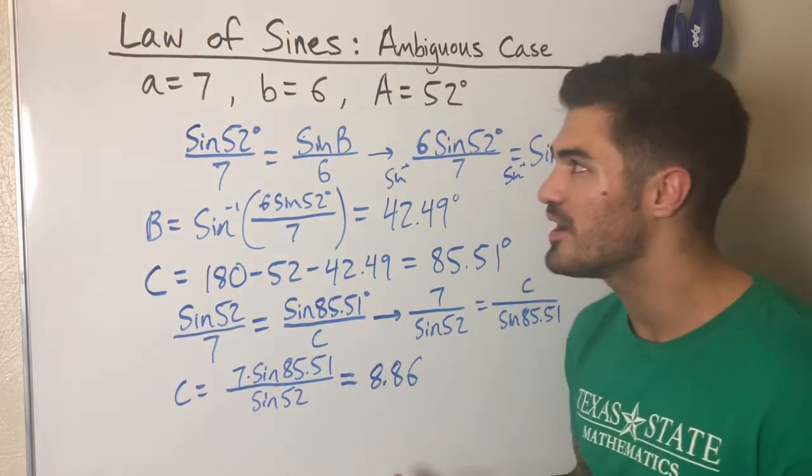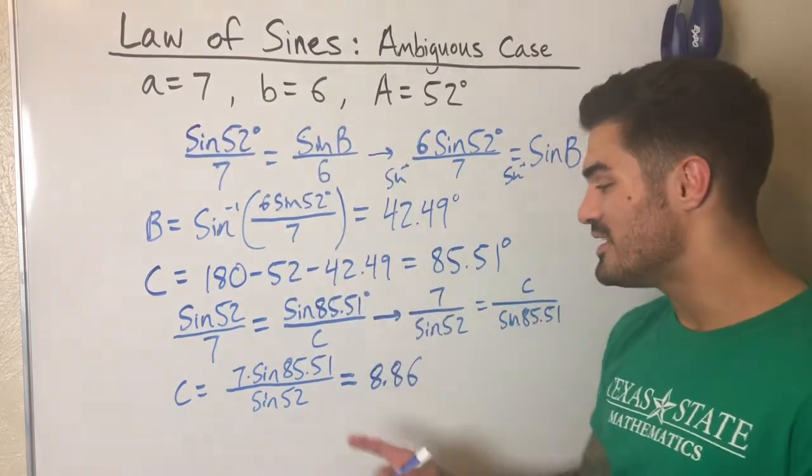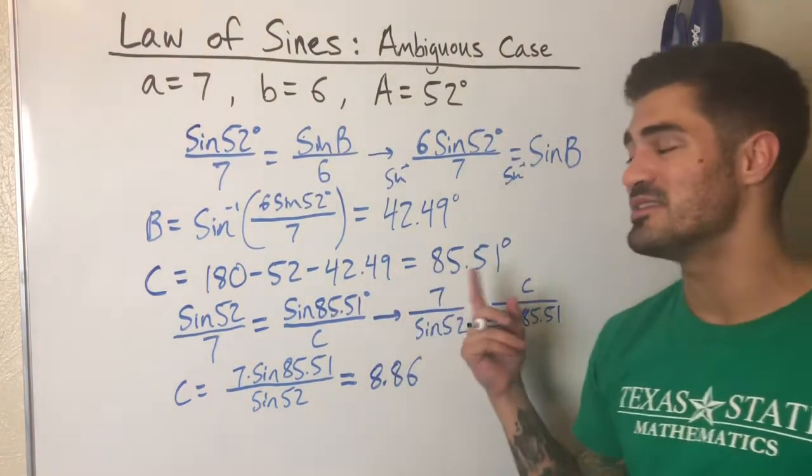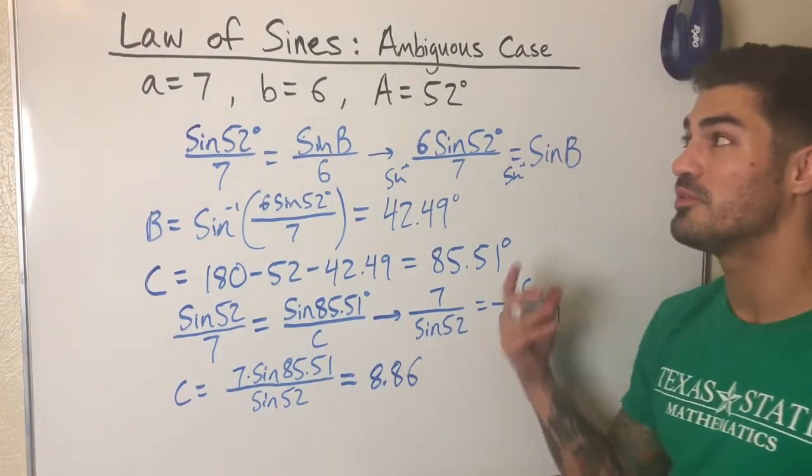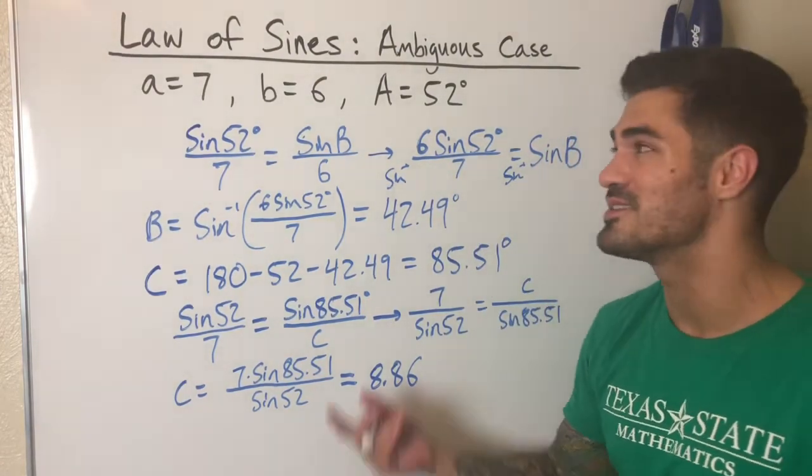And now I've solved this triangle. I have sides A, B, and C, and angles A, B, and C. There is one single triangle that works. So here's another example of the law of sines ambiguous case, side side angle.